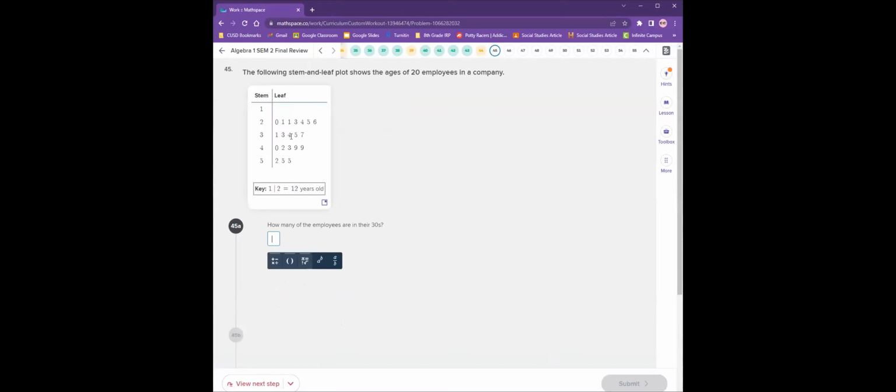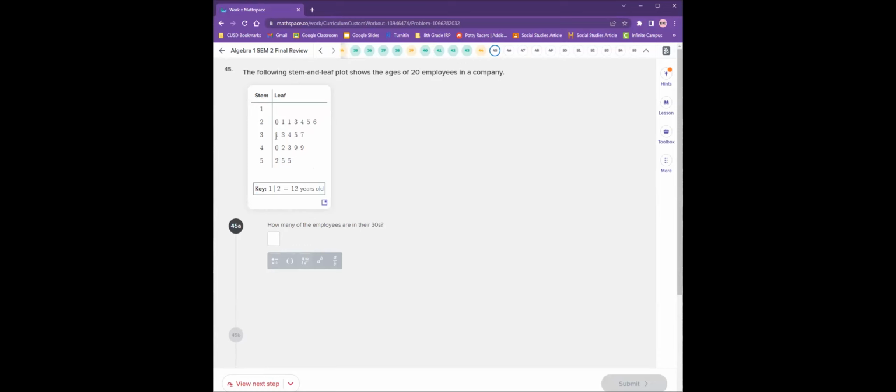How many employees are in their 30s? So the legend is important. The fact that 1, 2 means 12. 1 to 2 is 12 years old. Go to the first 0 there next to the 2. That's a 20 year old. Then the next one to the right is a 21 year old. And then a 21. 23, 24, 25, 26. Oh, okay.